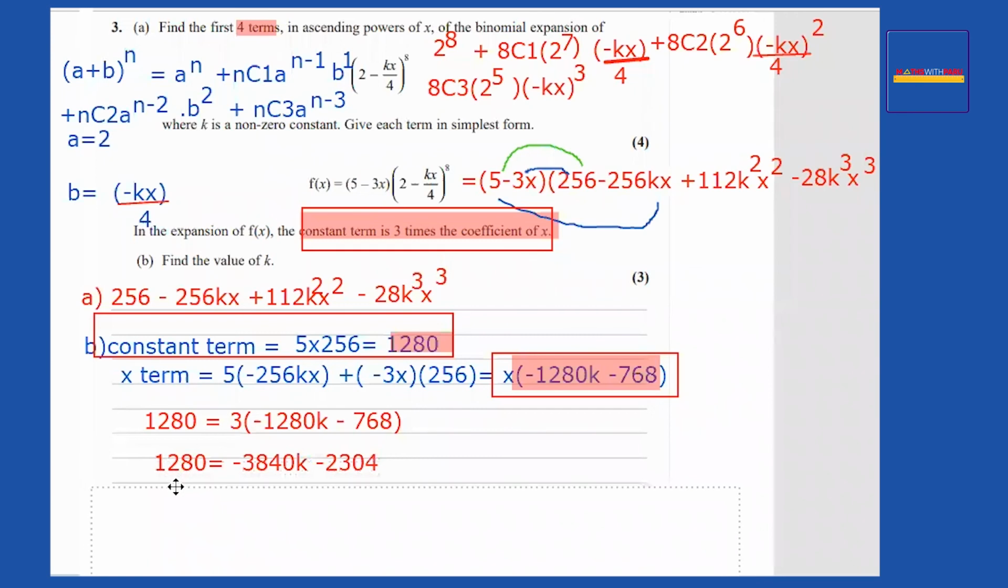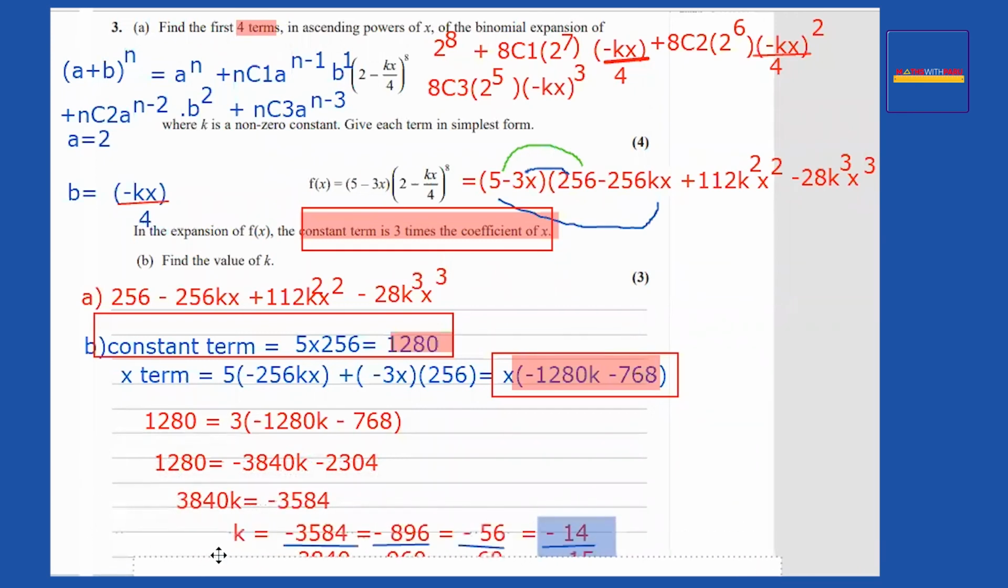So if I expand the bracket, I will end up with this. From now on, it's just arithmetic. And I end up with k being minus 14 over 15.